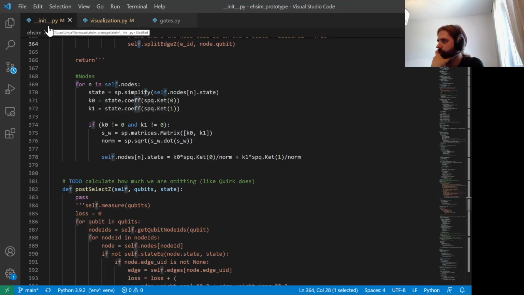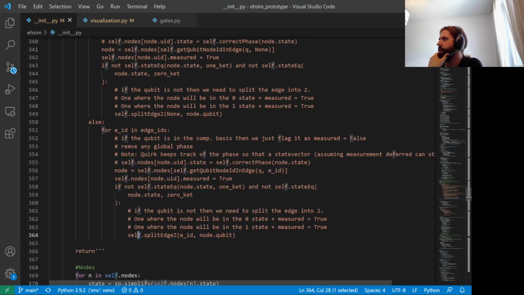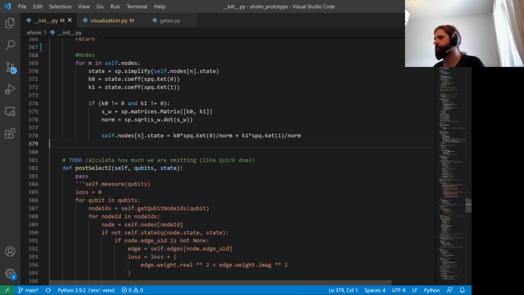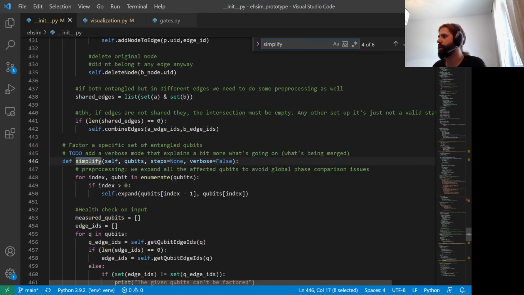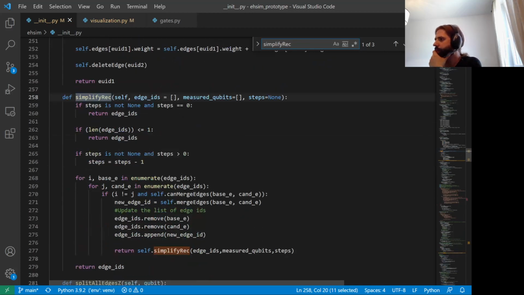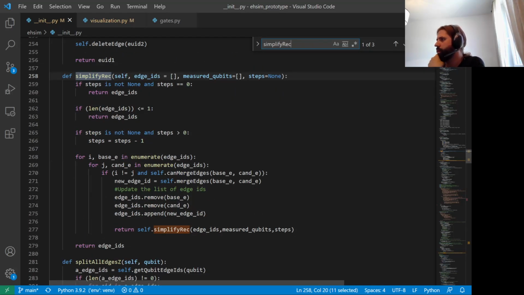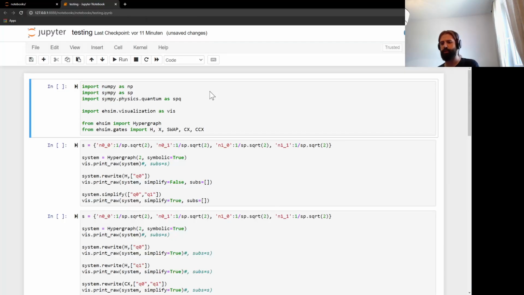Anyway, so what else? I do know that I'm missing something, which is that in simplify recursive, what I'm doing here is iterating over all the edge pairs, and if it's a different pair and they can merge, then merge, and can merge is basically. God, why is this so slow?